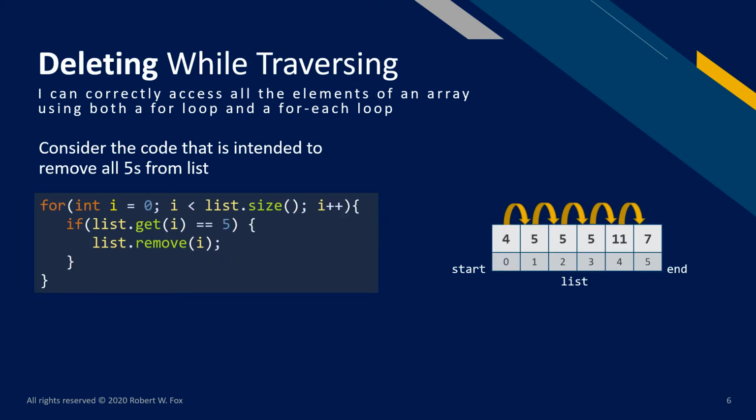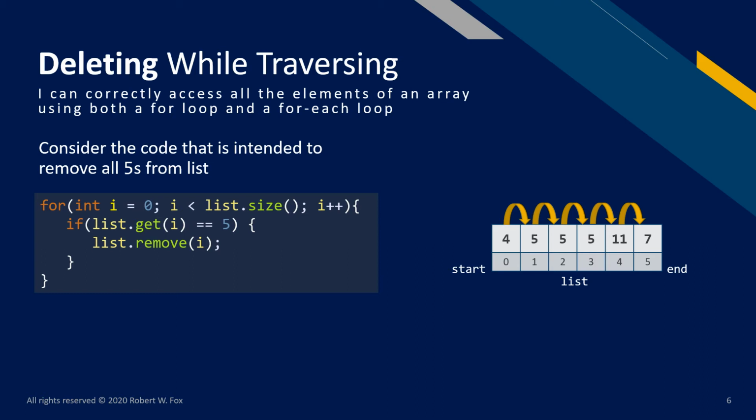Now, because array lists can grow and shrink as we move through our code, there are potential issues that come up when we're doing a traversal. And the one I want to talk about in this lesson is deleting while traversing. So the code on the left is intended to remove all of the 5s from the array list. And so what it does is a basic linear search, right? We visit all the elements with the loop. If the element is a 5, go ahead and remove the 5.